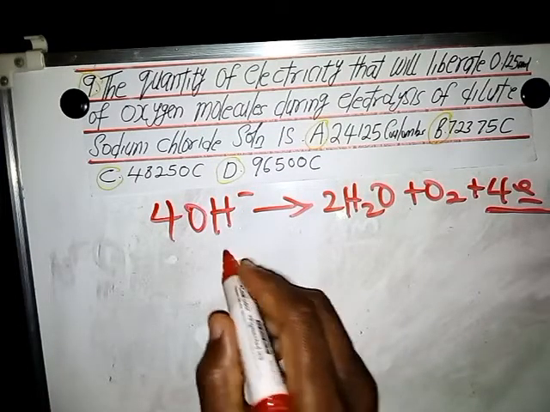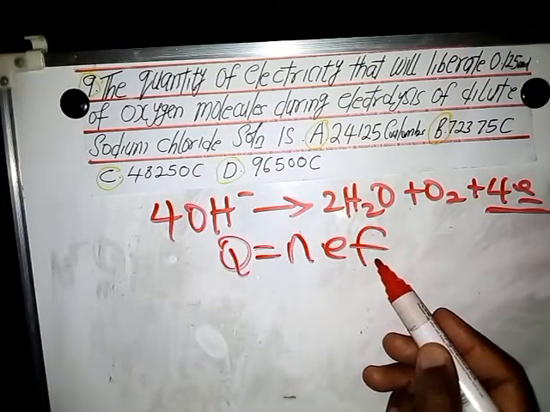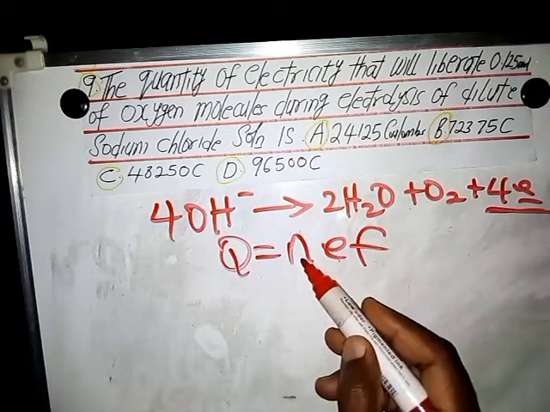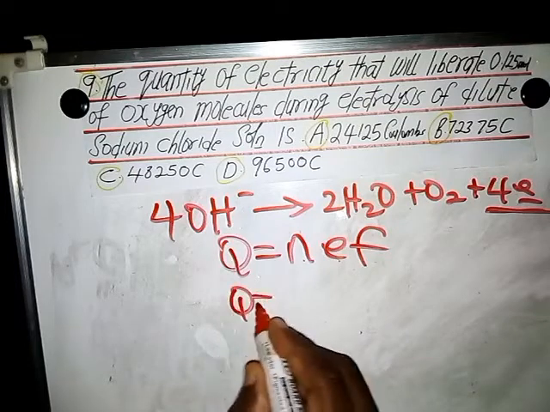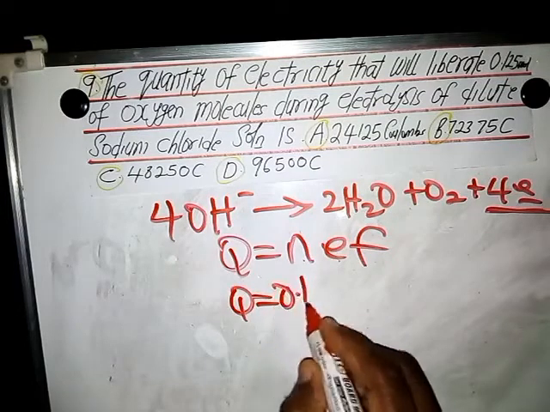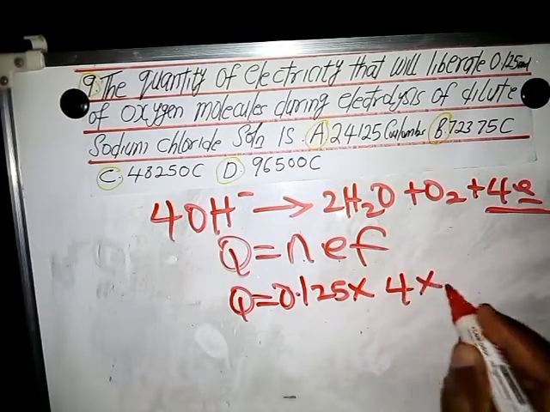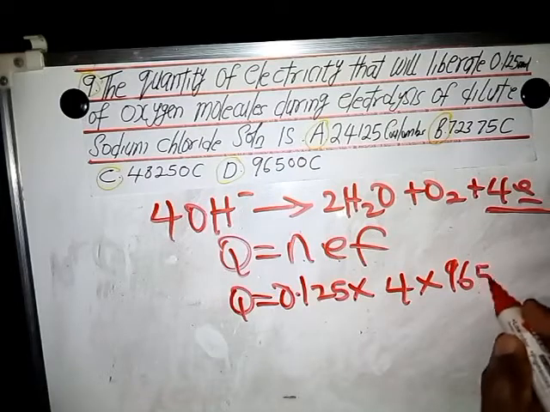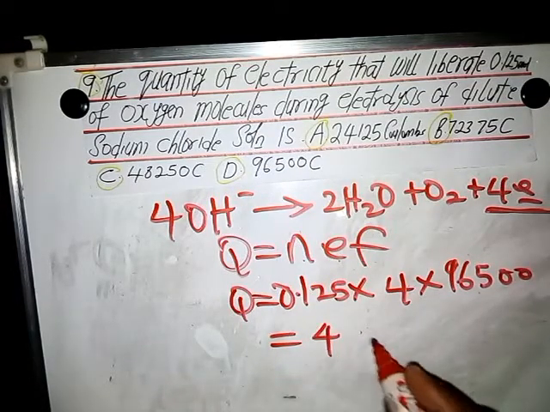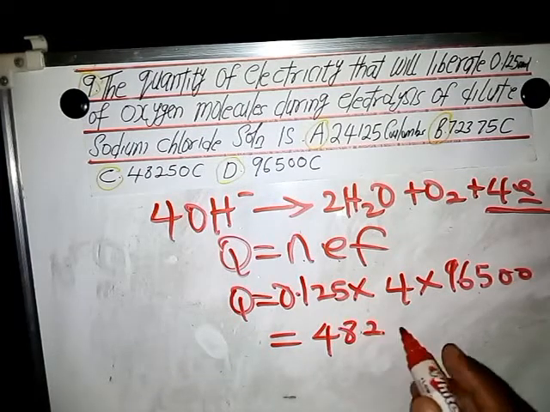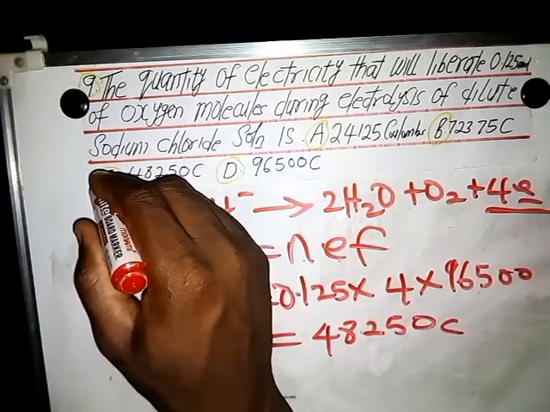We're just going to use this equation: Q equals NEF. F is 96500, E is 4, then N is 0.125 mole. So just put in the information: 0.125 times 4 times 96500. When you calculate that, you should get 48250 C. That should be C.